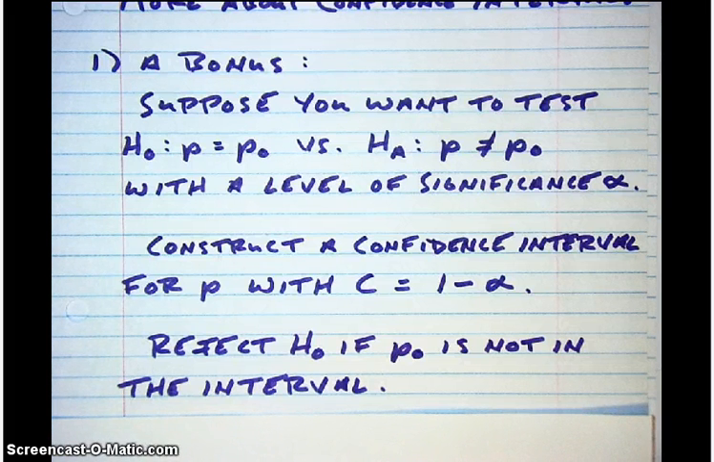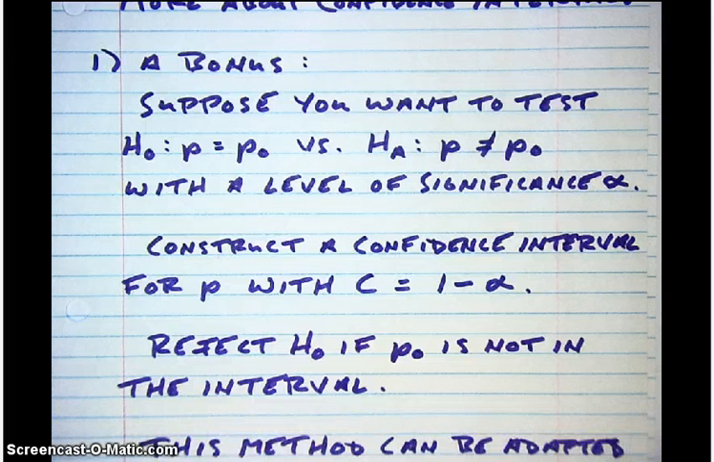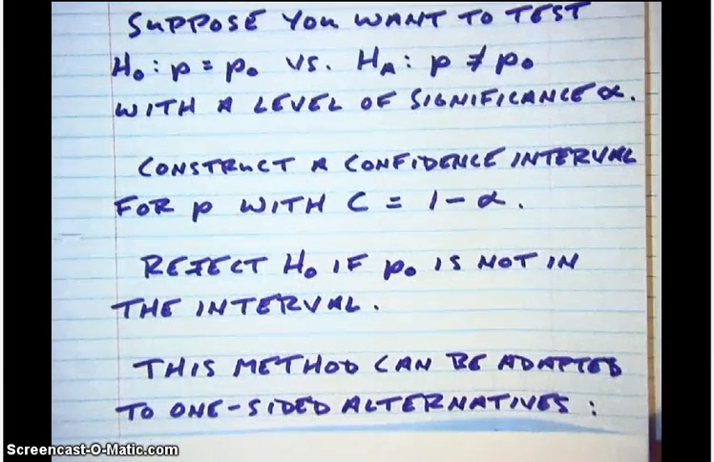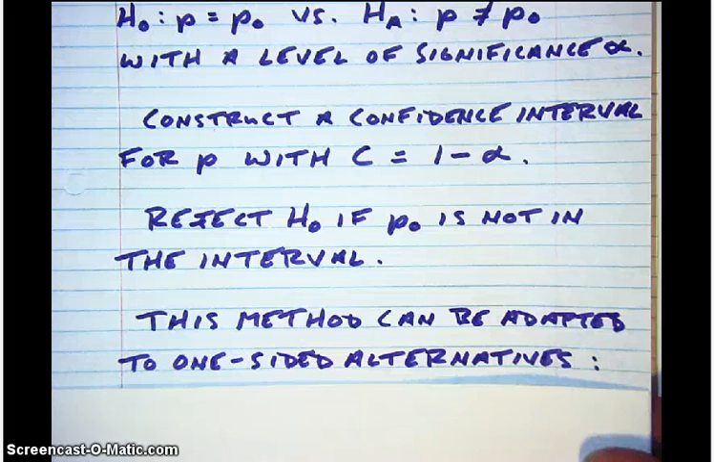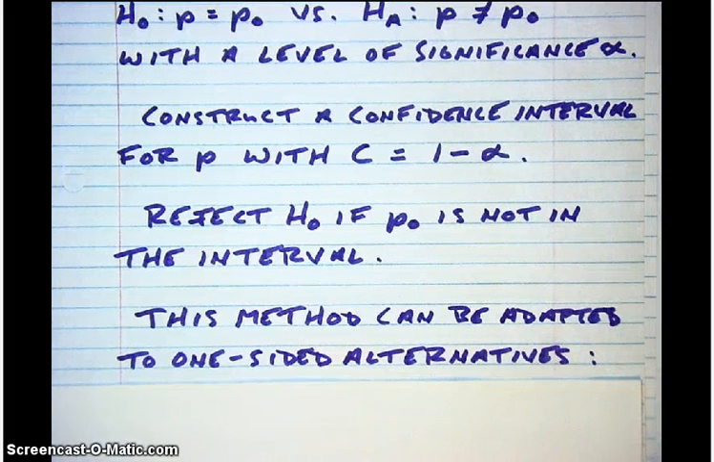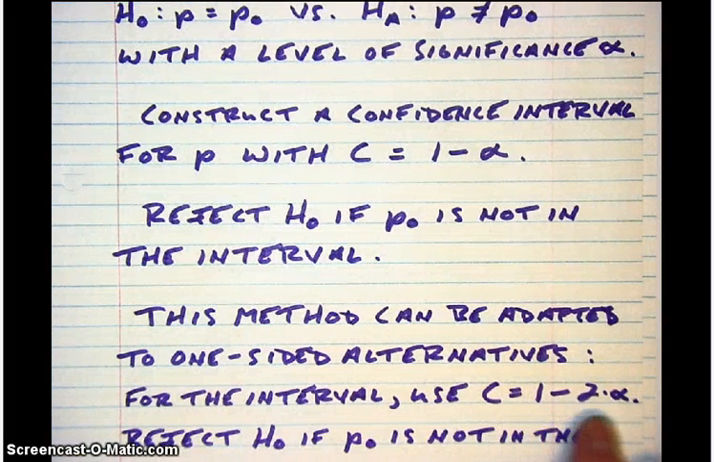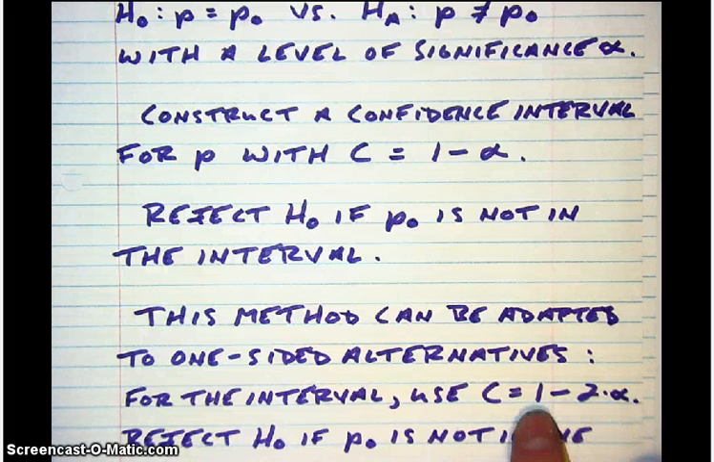Now, this method can be adapted to one-sided alternatives as well. If you have a one-sided alternative, you have to tweak the confidence level a little bit, and you have to be careful that your sample proportion is on the proper side of the null hypothesis value. For the interval, you need to use a confidence level equal to 1 minus 2 times alpha. So if alpha is 5%, 2 times that would be 10%, you'd want your confidence level to be 90%. And if alpha is 0.01, you'd want to use a 98% confidence interval.